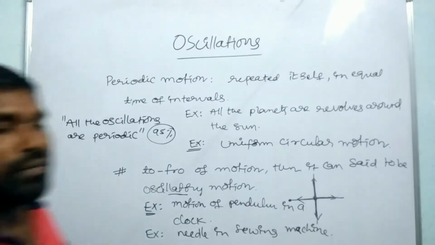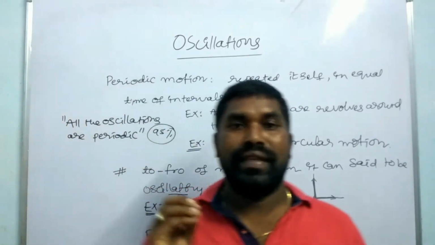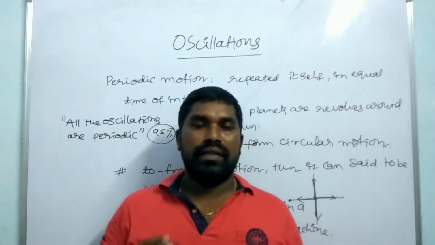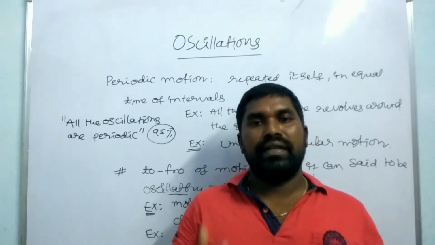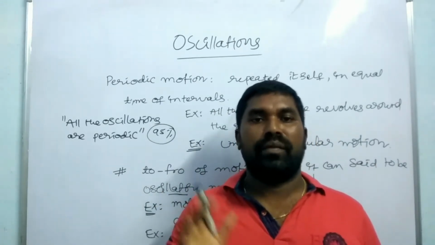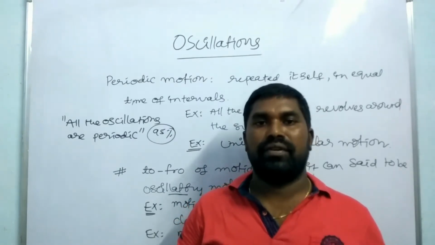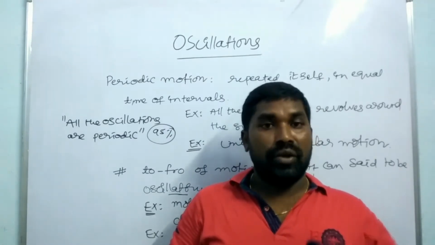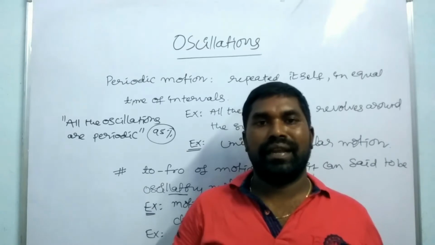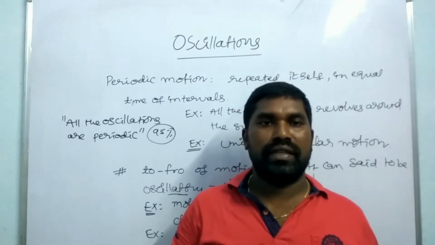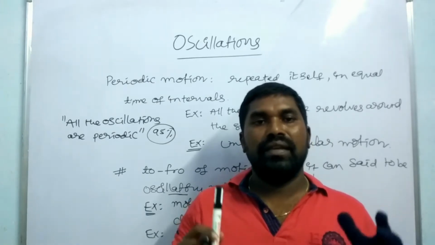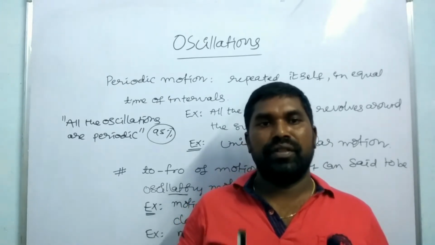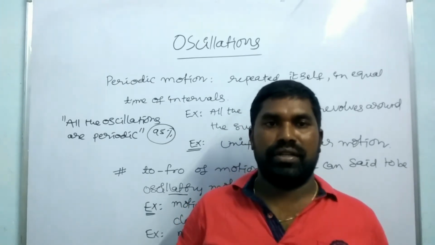So what is a periodic motion here? A periodic motion is one where a particle repeats its motion in equal intervals of time. In addition, if that particle has the to and fro motion, then it can be said to be oscillation. So that is the difference between periodic and oscillatory motion.